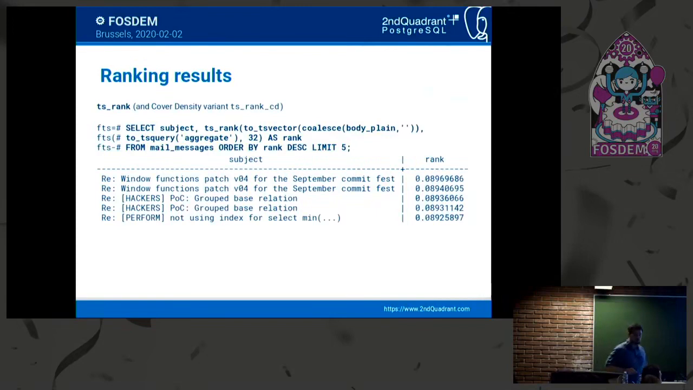What does 32 mean? Sorry, 32 is the scaling of the result. It's a bit mask that defines how the weights are applied to your ranking algorithm. These are all documented. As you may know, Postgres has excellent documentation on the web, and there are going to be links to that at the end of the presentation.